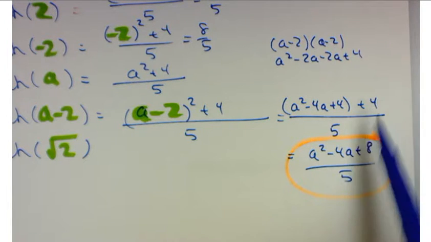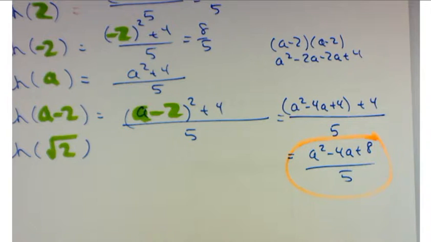4 plus 4 is where I get the 8. So I just combine the like terms. All right? Appreciate the question.